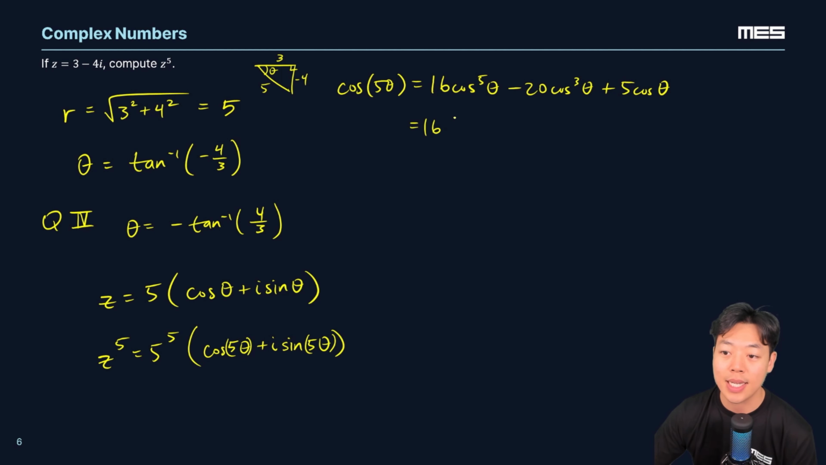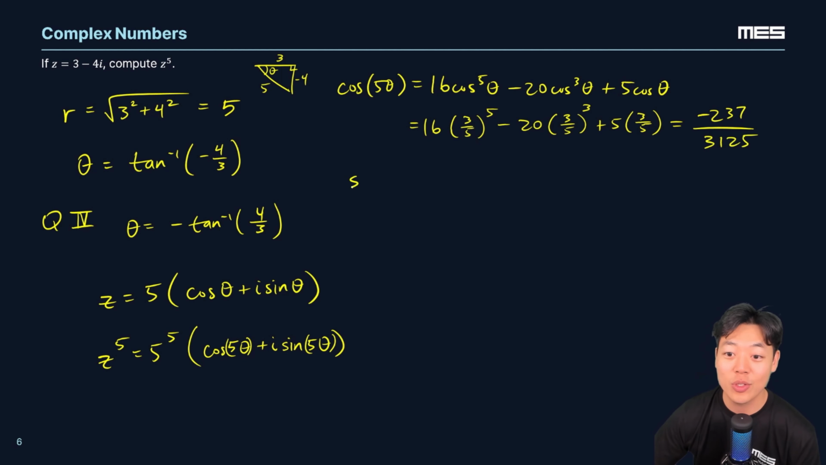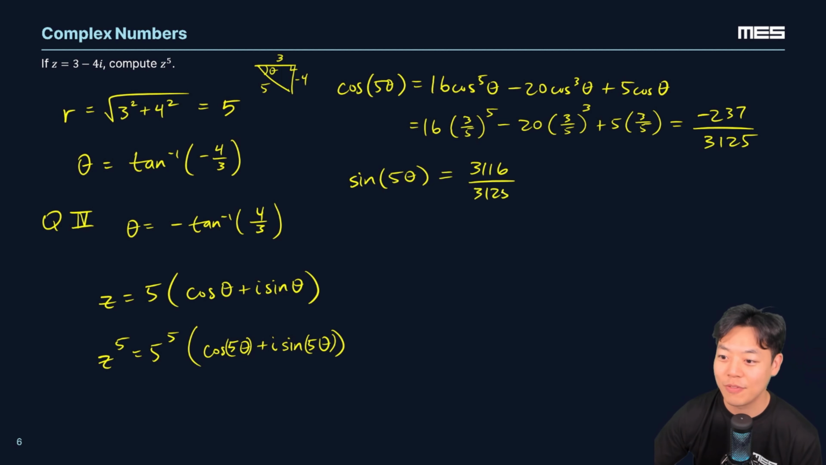So once we plug this in, (3/5) to the 5th times 16, minus 20 times (3/5) cubed, plus 5 times 3/5. Plug this in and you get actually a pretty nice fraction compared to a very messy decimal. You get -237 all over 3125. We can do something very similar with sine of 5 theta. It's going to be the same equation up here, except the cosines will be sines. And this will equal 3116 over 3125. I have a little cheat sheet on the side here, so I didn't have to plug this into a calculator again.